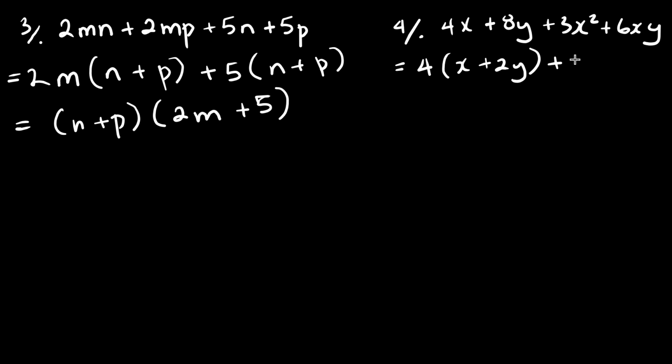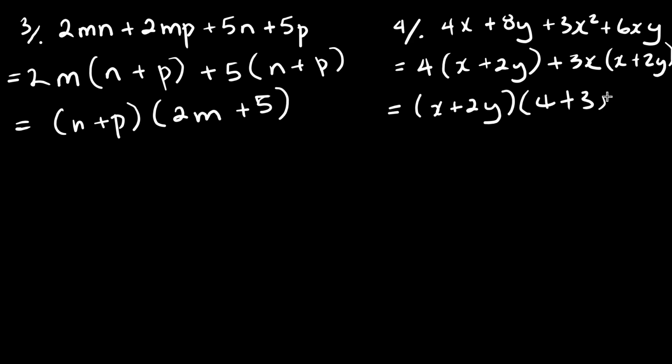Finally, on this side, what's common is going to be 3x. And what's left, let me shift this over a bit, is x plus 2y, right? We're almost there. What's common again between these two terms is x plus 2y, and what's left is 4 plus 3x. So, quick 4 examples.